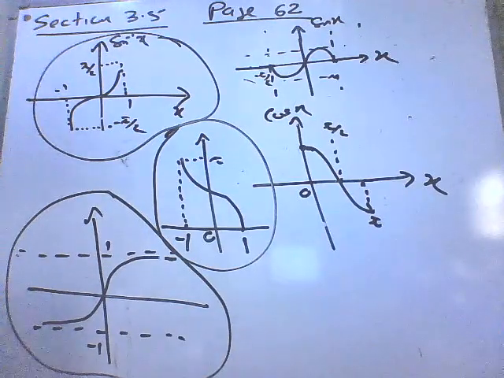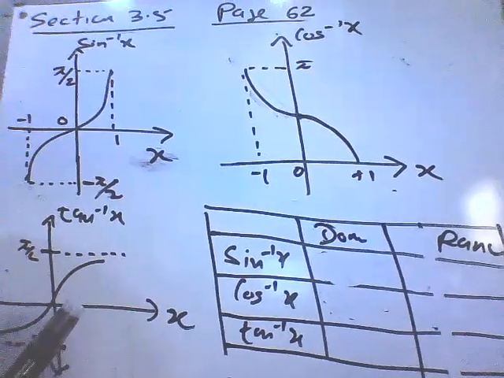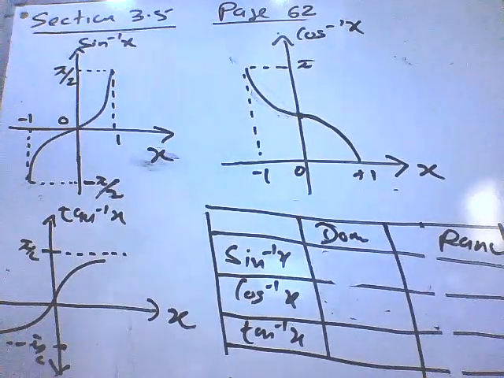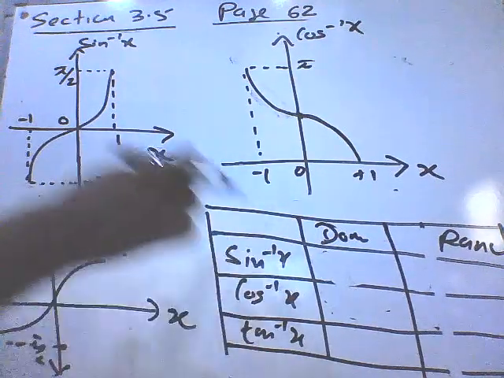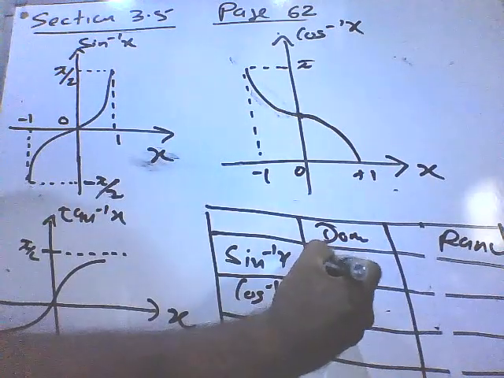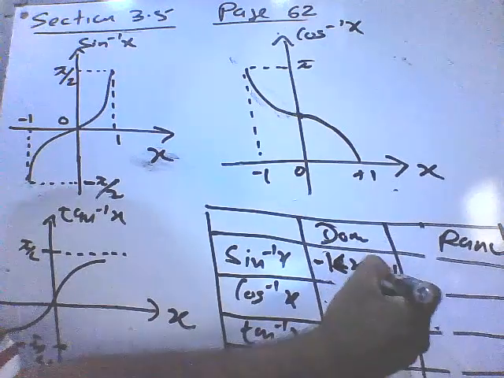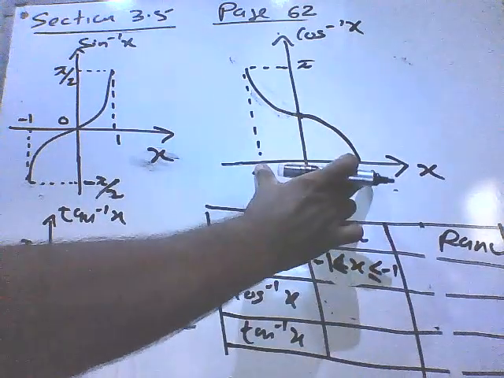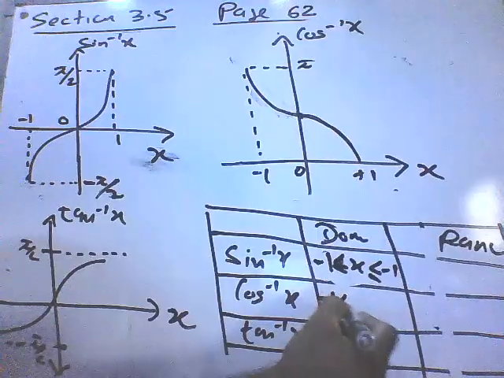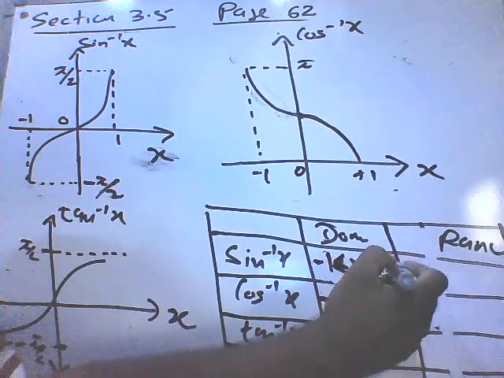Pause the video and I will show what this looks like, right? Then we can have a clear idea. Now if you look at the three graphs, we will try to see the domains and the range. If you take sine inverse, the domain would be between minus 1 and 1, right? Minus 1 less than or equal to x, less than or equal to 1, and it is the same for cos. Minus 1 less than or equal to x, less than or equal to plus 1, right?